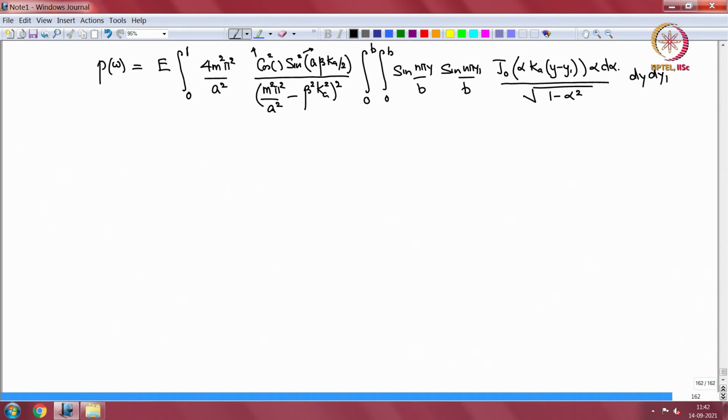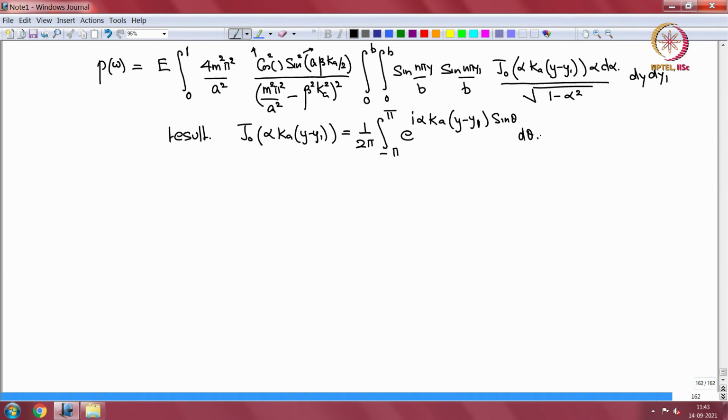So one more result we use. What is that? The result to be used is this: J0(αk_a(y − y1)) is equal to 1 by 2π integral from −π to π e^(iαk_a(y − y1) sin θ) dθ. So we'll include this.